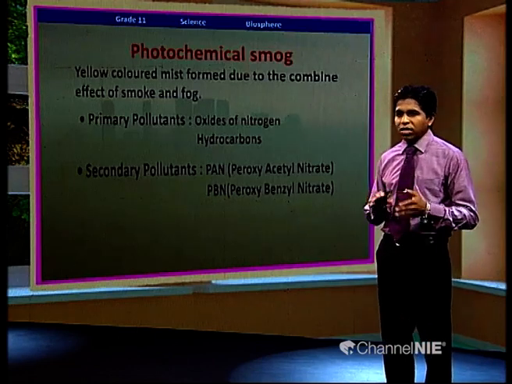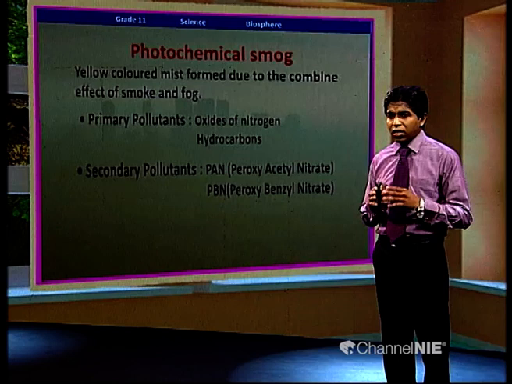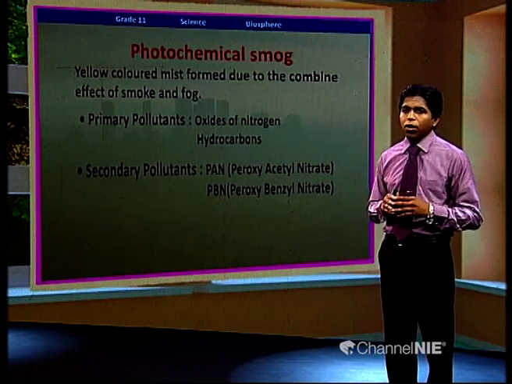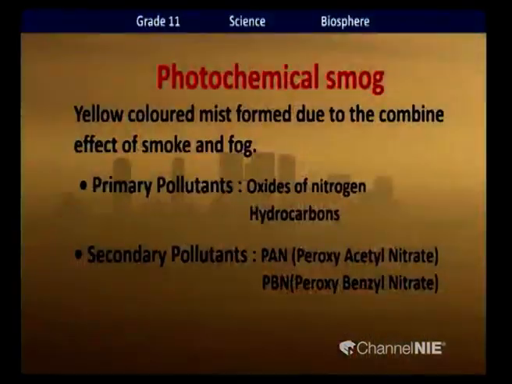So you don't need to memorize these chemical names, secondary pollutants, but you should know what the primary pollutants are. Basically, oxides of nitrogen and hydrocarbons are the major pollutants which cause photochemical smog. So what is smog? It is a combination of smoke and fog. It is a yellow colored mist that forms in the atmosphere due to the combination of smoke and fog. We call it smog. In most industrial cities, we can observe this photochemical smog due to the increase of air pollution.